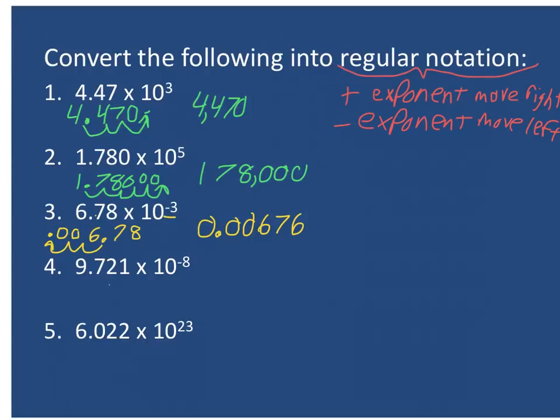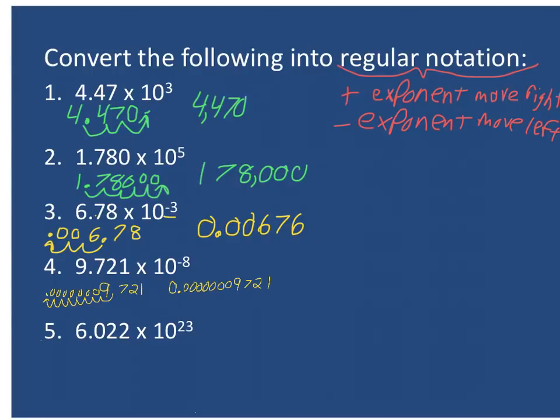Here we have 9.721 times 10 to the negative 8th. I gotta go 1, 2, 3, 4, 5, 6, 7, 8 spaces, and then 1, 2, 3, 4, 5, 6, 7 zeros go in there. Pop that 0 before the decimal, and I had 7 zeros. 0.00000009721. All right, pretty easy stuff.